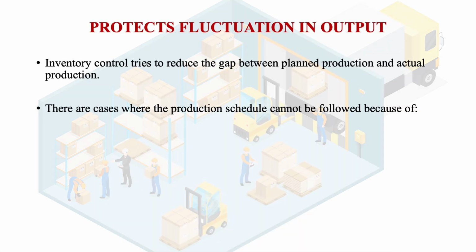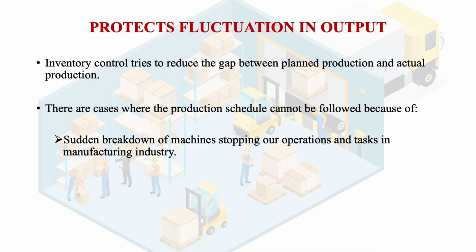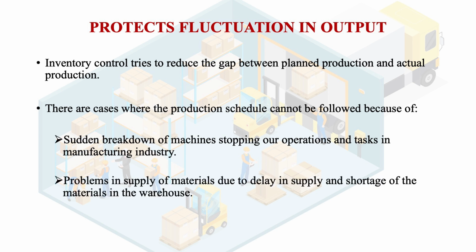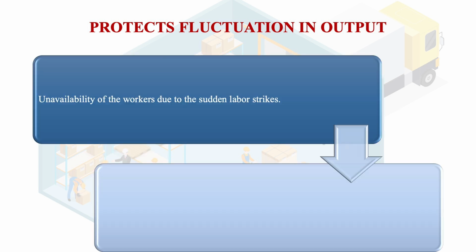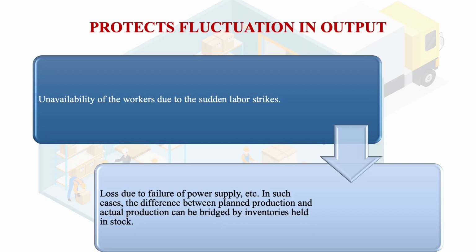There are cases when the production schedule cannot be followed. What are the reasons for not following the production schedule? The sudden breakdown of machines, stoppage of operations and tasks in the manufacturing industry, problems in the supply of materials due to delay in supply and shortage of materials in the warehouse, unavailability of workers due to a sudden labor strike. Now, the last point is loss due to failure of power supply.